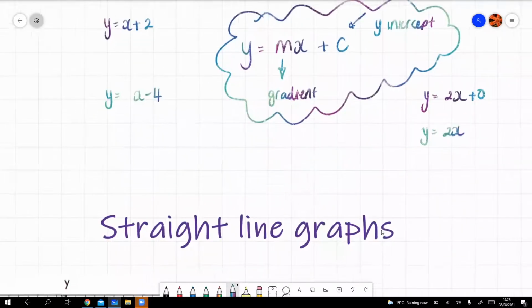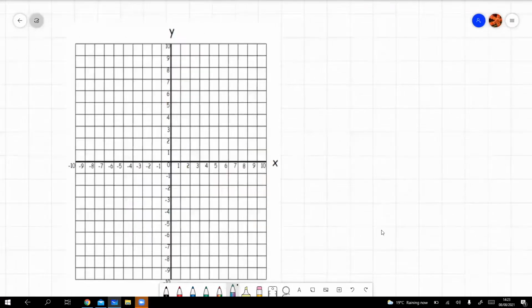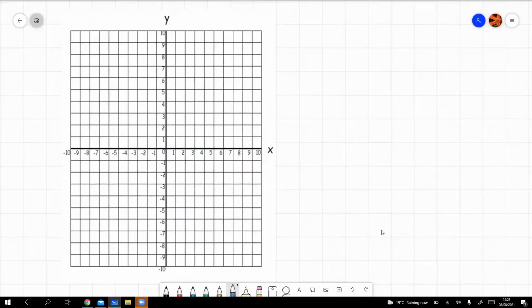Let's have a look at plotting some graphs then. I have got an axis here already drawn, and we are just going to plot a few simple graphs first. The first one we're going to look at is y equals x plus 3. So you need to draw yourself a table first, x and y. I'm going to put negative and positive values in here, just so it makes life a bit easier and we haven't missed anything. You could just do positive, it's up to you.